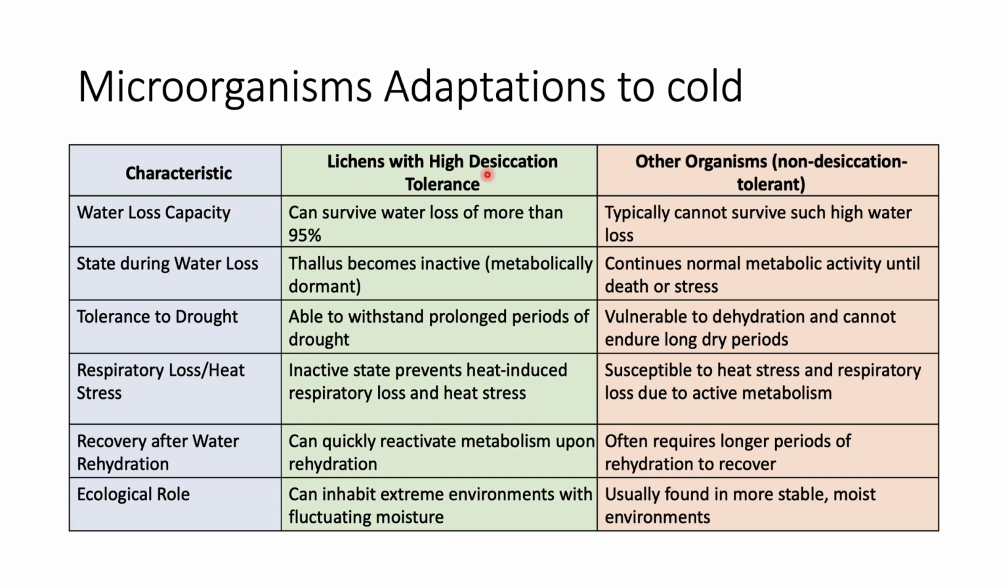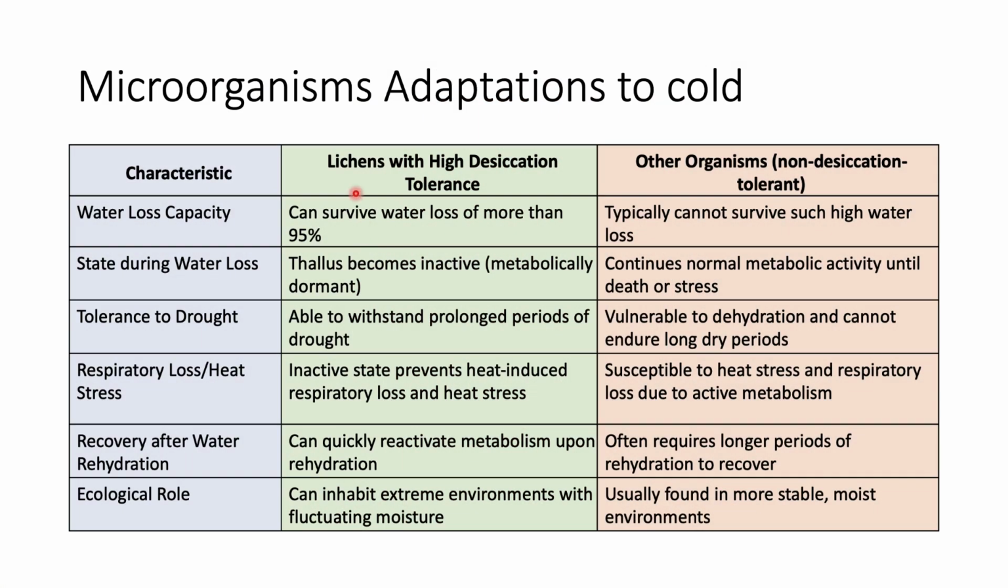So here we will look at two major species. One is the lichens and the other organisms. Lichens with high desiccation tolerance is the one we will look at first. What is their water loss capacity? If we look at it, they can survive water loss of more than 95%, because lichens actually live on the land.